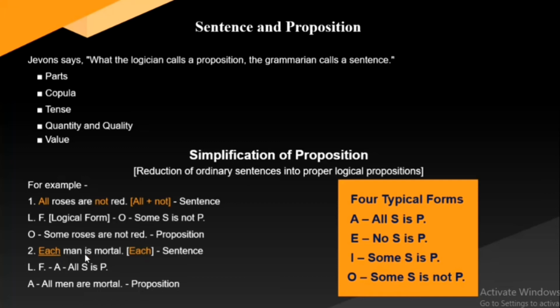Similarly, each man is mortal is an ordinary English sentence. It is obvious that the sentence each man is mortal does not resemble the form of a proposition all S is P. So we are to transform each man is mortal into all S is P. All men are mortal. Transformation of each man is mortal into all men are mortal is called simplification of proposition.